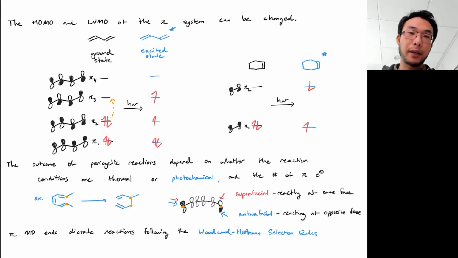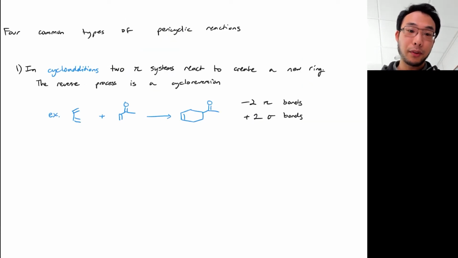Each different type of pericyclic reaction has a slightly different version of these selection rules, but they are all going to be rooted in the number of electrons and the reaction conditions that are involved in your reaction. Real quick, we'll go over the 4 common types of pericyclic reactions that we'll cover. There are other ones, but these are the 4 most common ones. So the first one that we'll talk about is a cycloaddition.